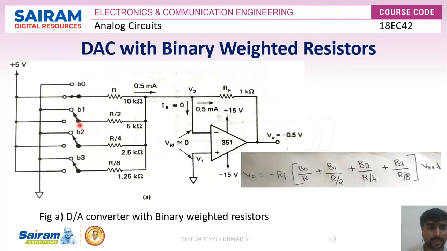If both switch B1 and B0 are closed, then we get the output voltage of minus 1.5 volts. So based on which switch is closed or open, according to that we get the output voltage. Hence the binary inputs will be converted into an analog voltage at the output.